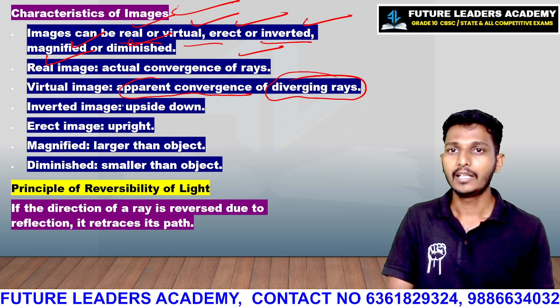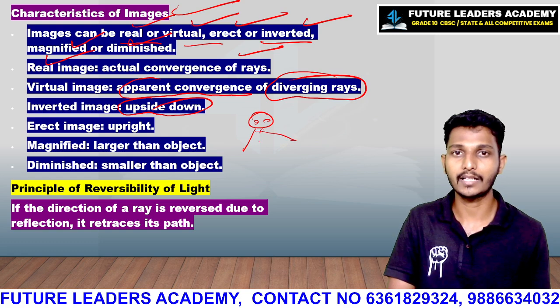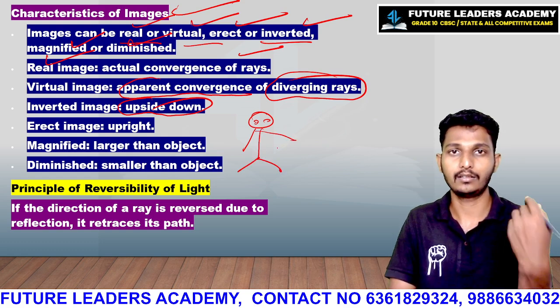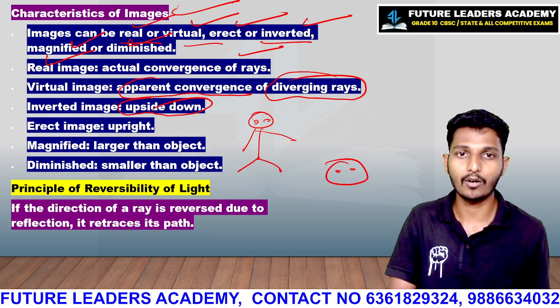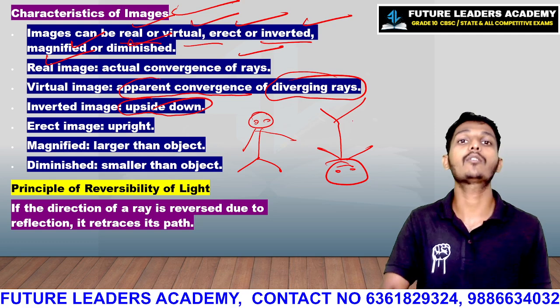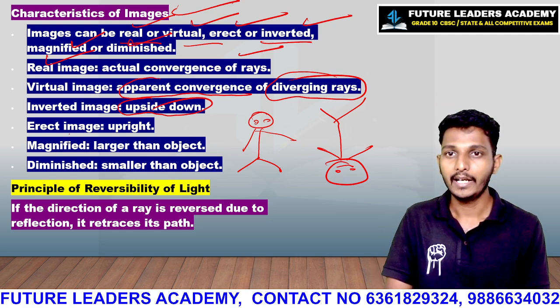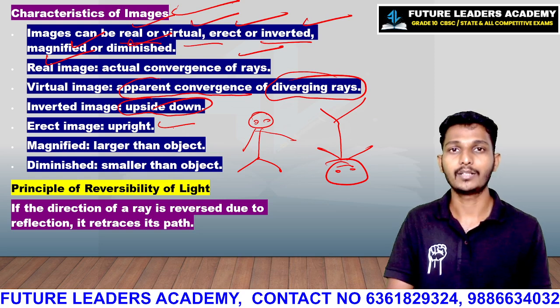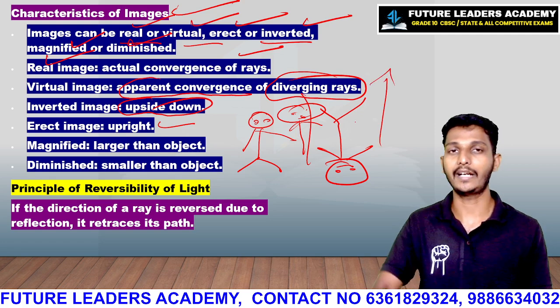Inverted image means upside down. For example, this is a person, and the image formed of the object is upside down, head down and legs up. Erect image means upright image, upright will be formed, totally like this height.